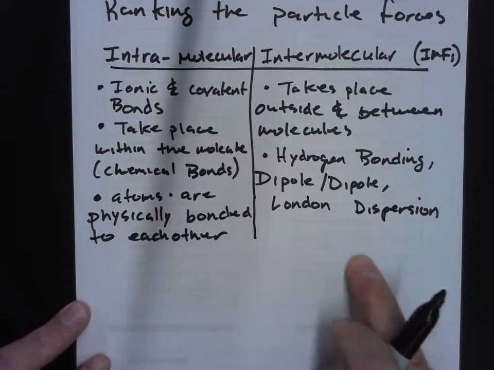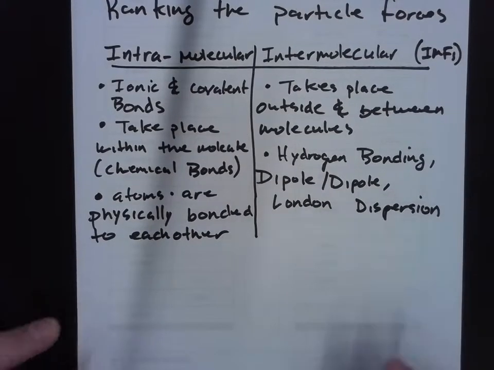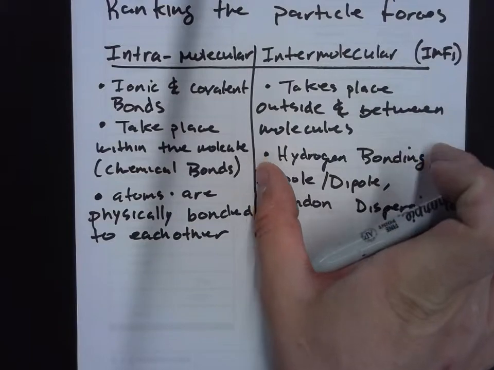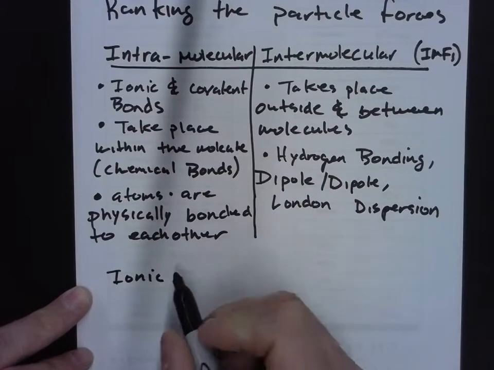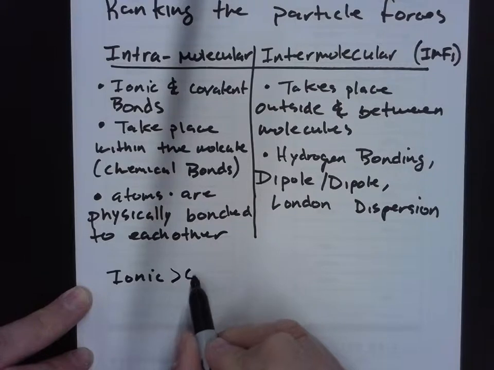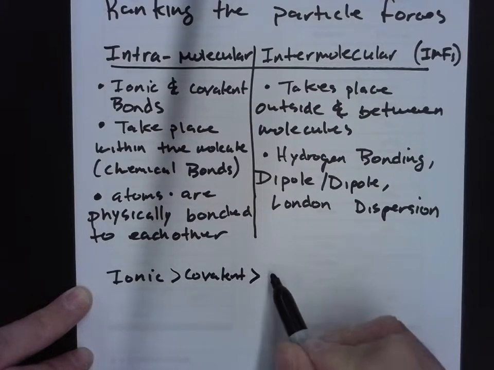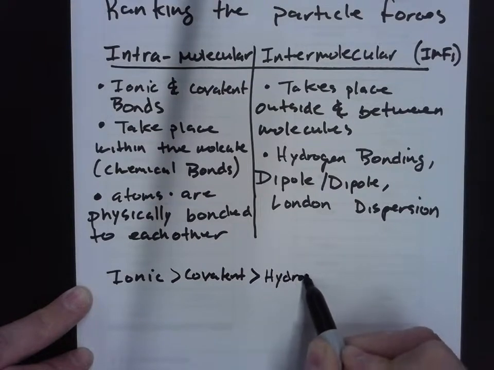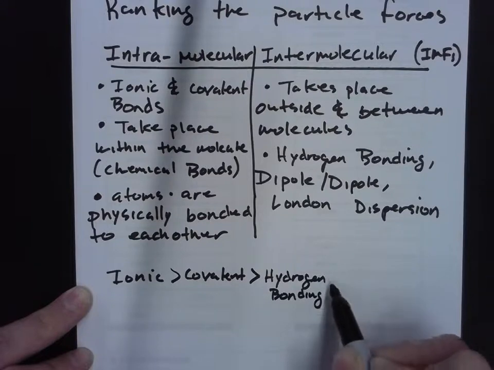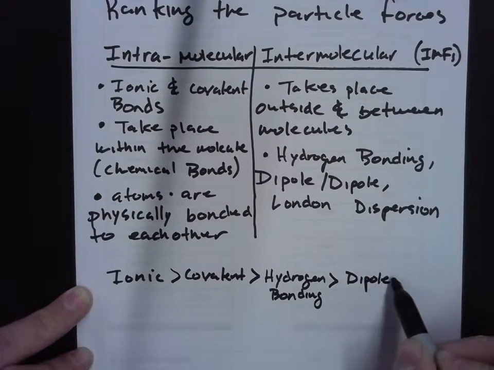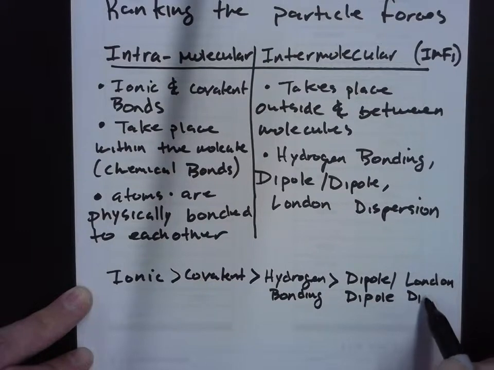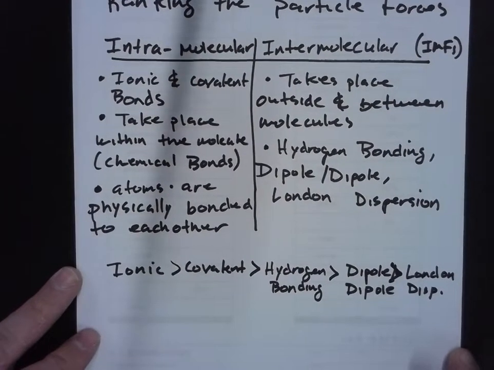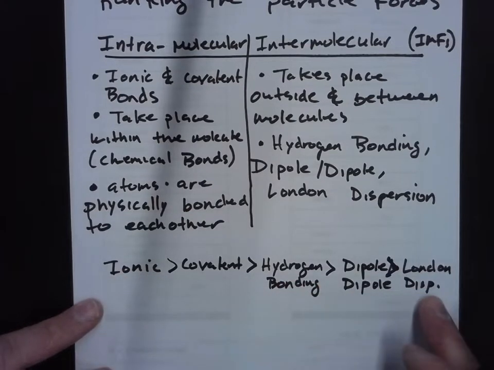Okay, so let's go ahead and rank all of these in order of strength now. Before, we just ranked the IMFs from strongest to weakest. Now let's look at all of them together. First, the bonds. Ionic is going to be, generally speaking, stronger than covalent, which is stronger than hydrogen bonding, which is stronger than dipole-dipole, which is stronger than London dispersion. That's the ranking from the strongest to the weakest.